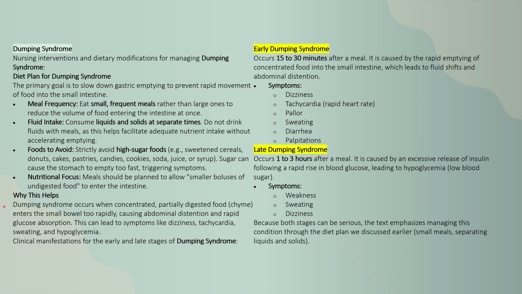Why does this help? Because dumping syndrome occurs when concentrated, partially digested food, the chyme, enters the small bowel too rapidly, causing abdominal distension and rapid glucose absorption. This can lead to symptoms like dizziness, tachycardia, sweating, and hypoglycemia.